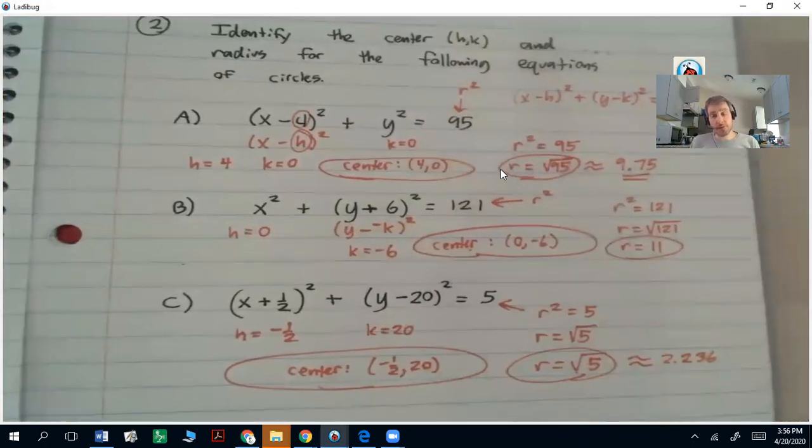So that's just playing around with the formula, using the equation, getting the center and radius, and writing the equation of a circle. The next video will be about graphing.